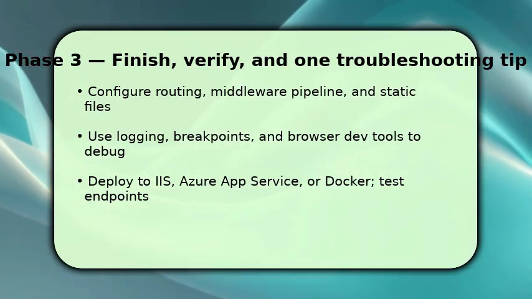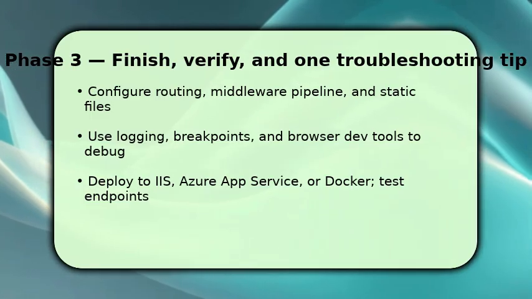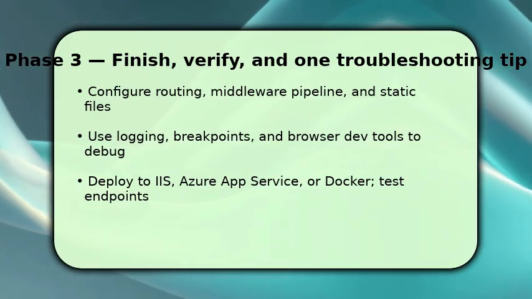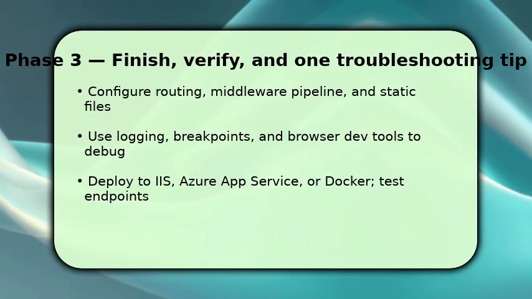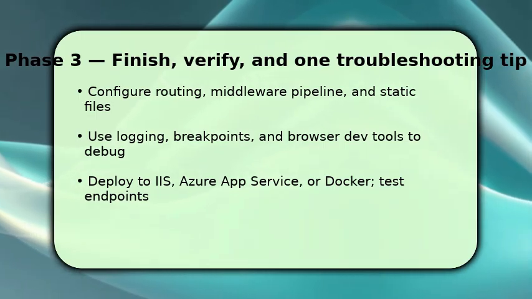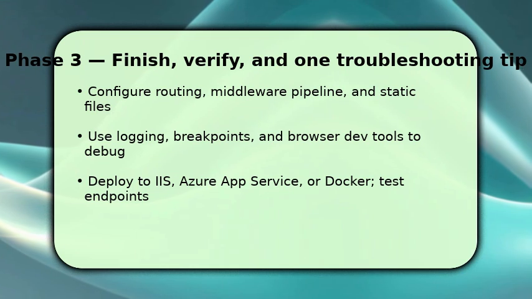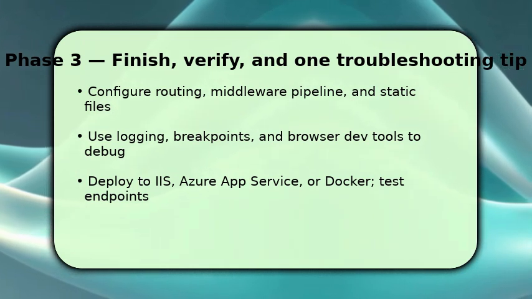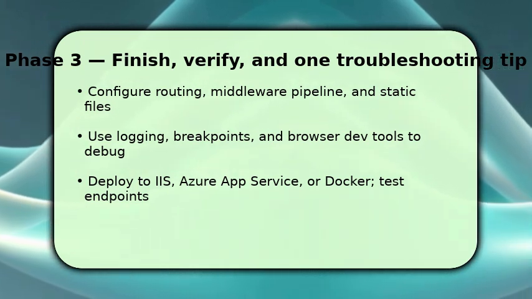Finally, deploy to IIS, Azure App Service, or a Docker container and test endpoints with Postman. If something breaks, check the exception details and startup logs first. Misconfigured connection strings and middleware order are the most common culprits.